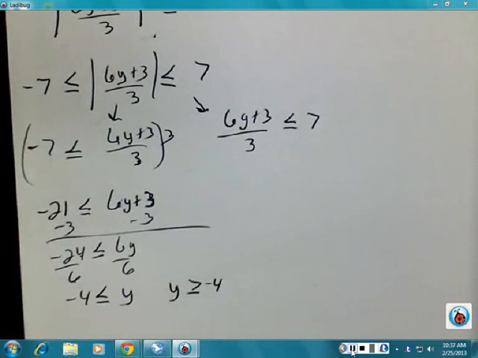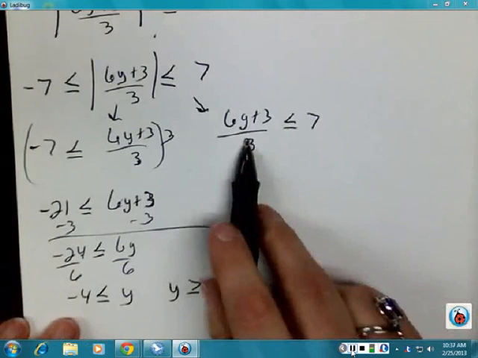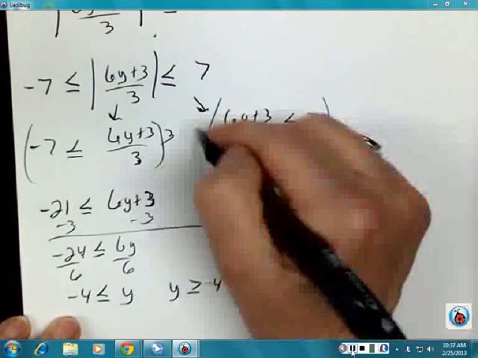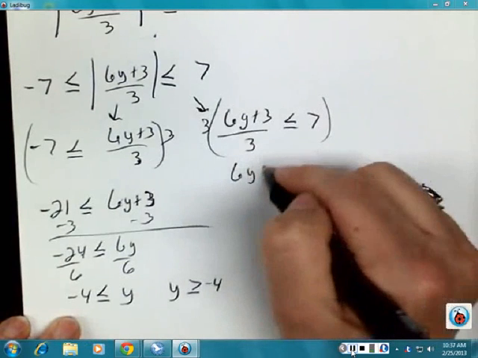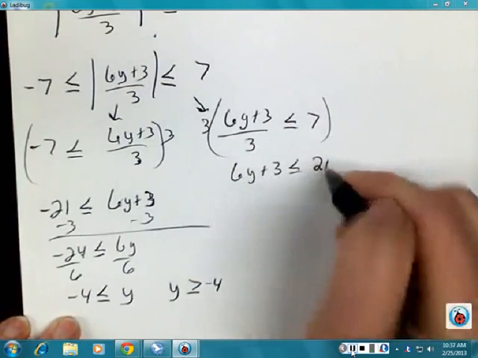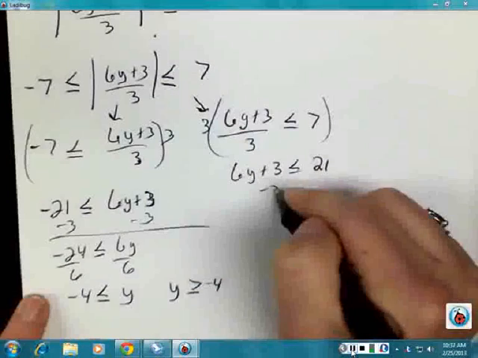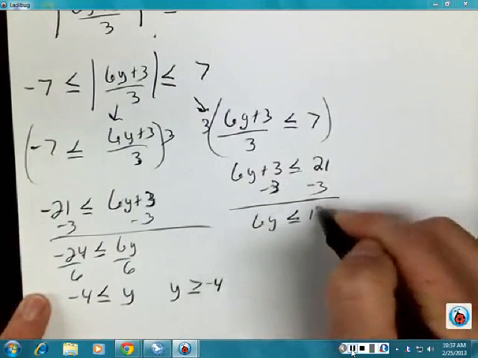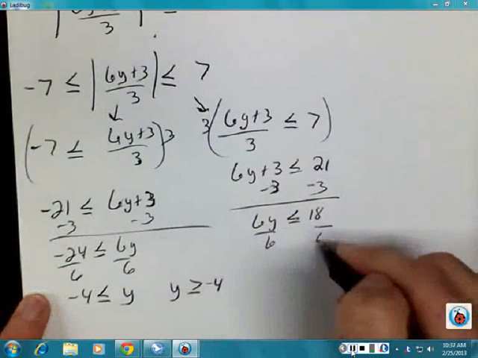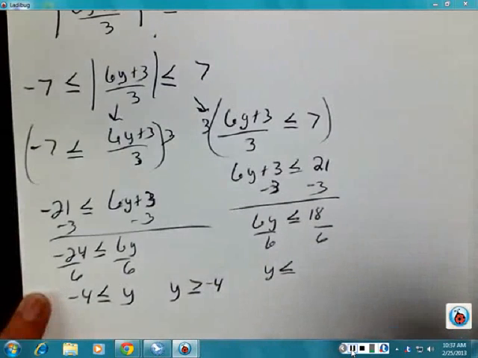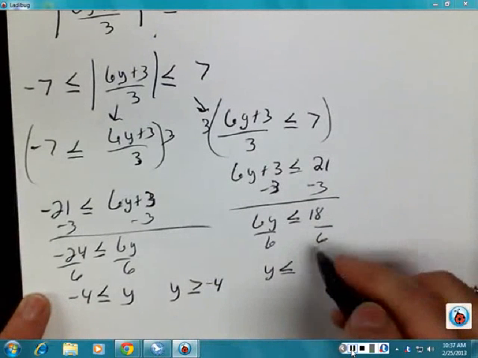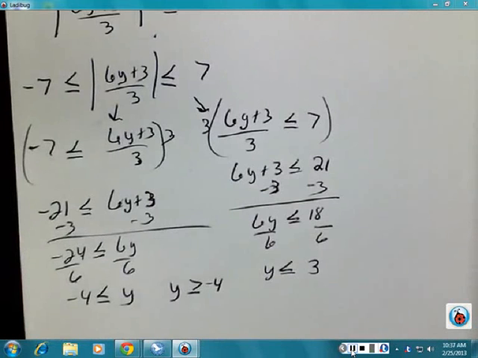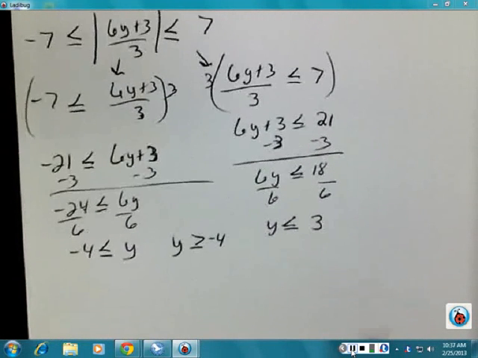Now you solve from the other side, and then solve this side. So multiply everybody by 3. Subtract 3. And I get 18. Divide by 6. And I find y is less than or equal to 3. And so I've got those two solved, so now I need to graph them.